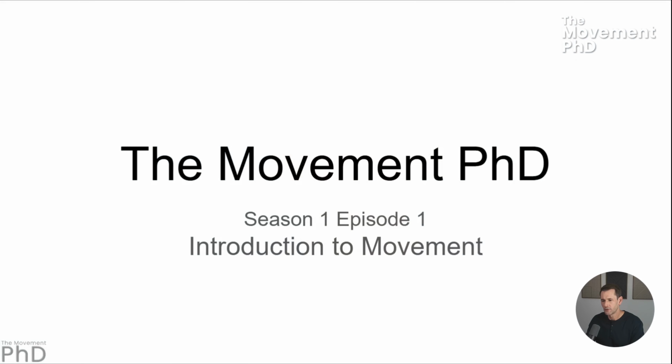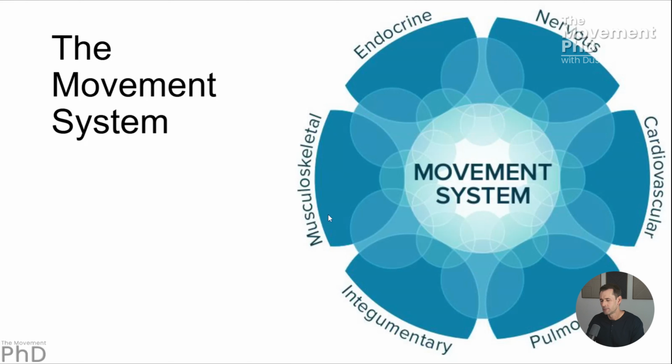All right, we have our slides pulled up, so let's get started with Season 1, Episode 1, Introduction to Movement. Before we talk about movement itself, we should define what the movement system is. When you think about movement, you probably already think about the musculoskeletal system, so your muscles, your tendons, and the bones that they attach to. You may think about the nervous system, your brain, those spinal nerves that innervate and activate those muscles. But also realize the endocrine, cardiovascular, pulmonary, and tegumentary systems are also part of the movement system.